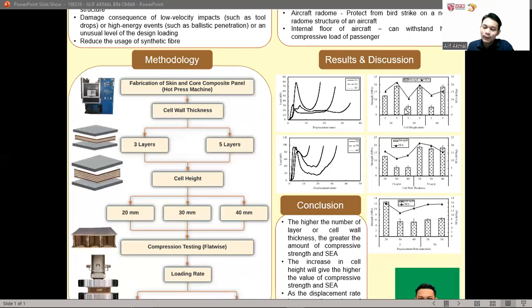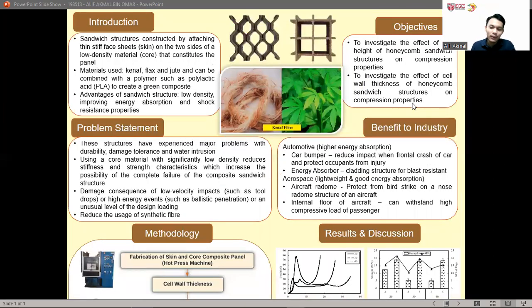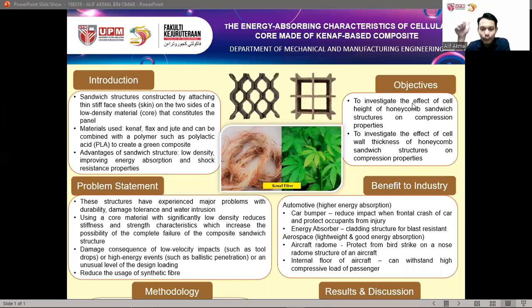As you can see in the design discussion, one of the highest compressive loads that the sandwich structure can hold is almost 100 kilonewton. It's a huge amount of compressive load that the sandwich structure can withstand. So basically, it's a very good application that we can use in the automotive and aerospace industries, first because of the lightweight, and second because of the high energy absorption of the sandwich structure.